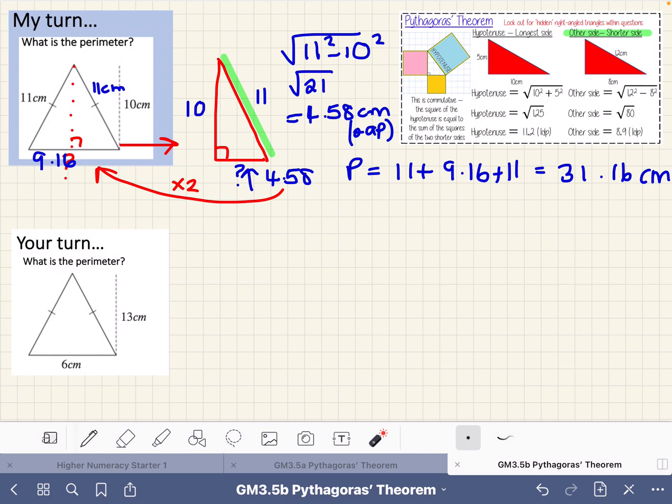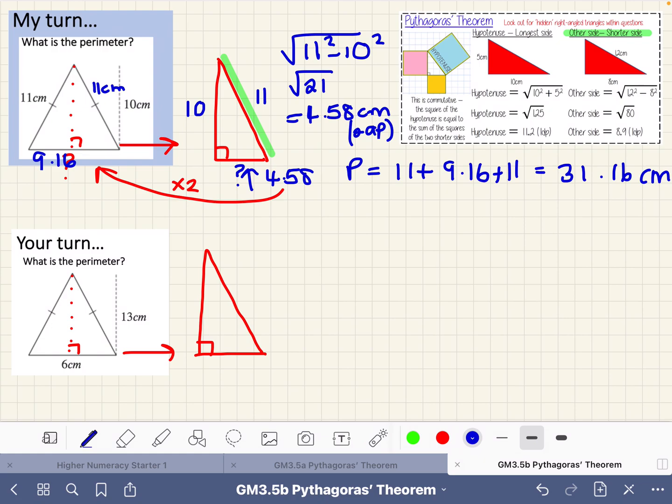In this question, I have an isosceles triangle and I'm asked to find the perimeter. I have a base of 6 centimetres and a perpendicular height of 13. I do not know what the equal length sides are worth. I do know that I can change this into a right angle triangle if I cut it in half. I will draw that to the side to help me identify the parts of the right angle triangle.